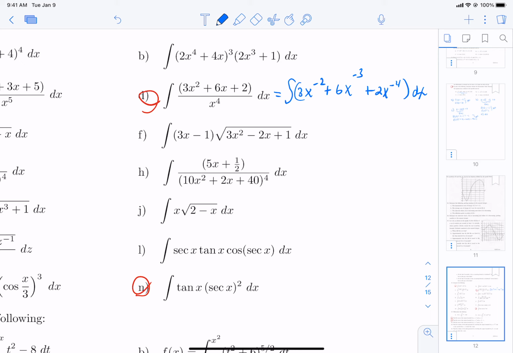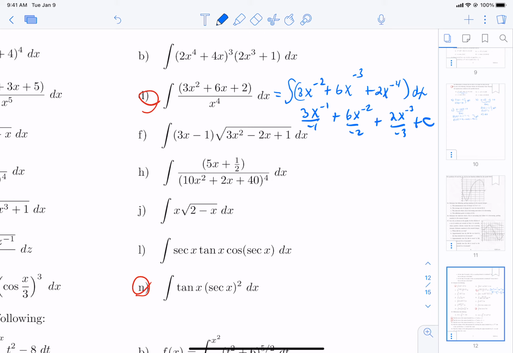So then remember what we're going to do. We're going to take the antiderivative. So the power goes up by 1 and we divide by the power. Opposite of a derivative. So the power goes up by 1 and I divide by that power. Each time, the power goes up by 1 and I divide by that power. And then put your little plus c.